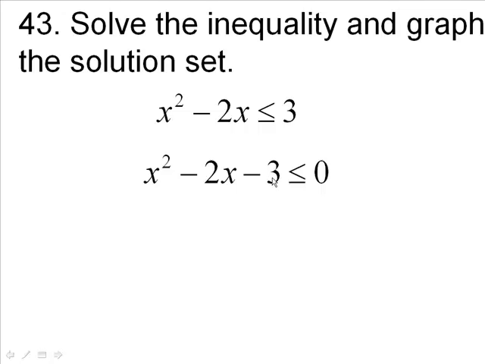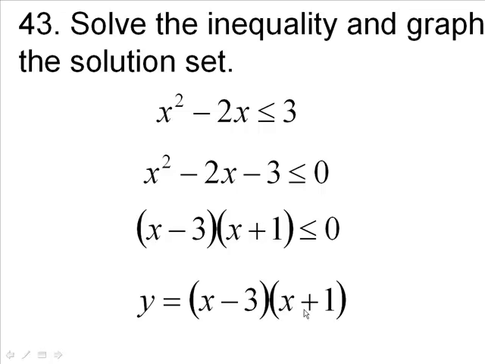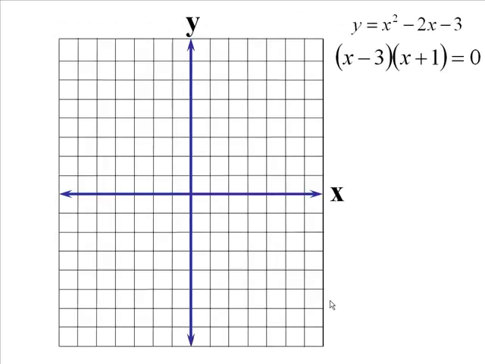Okay? Then we'll factor this left side here. You're going to have x minus 3 and x plus 1. You see you have minus 3x and plus 1x is minus 2x, and negative 3 times 1 is negative 3. All right? Then let's let y be this for just a second, and we'll graph this. So I've got f of x is x minus 3 times x plus 1. Give me a sheet of graph paper here and graph this.